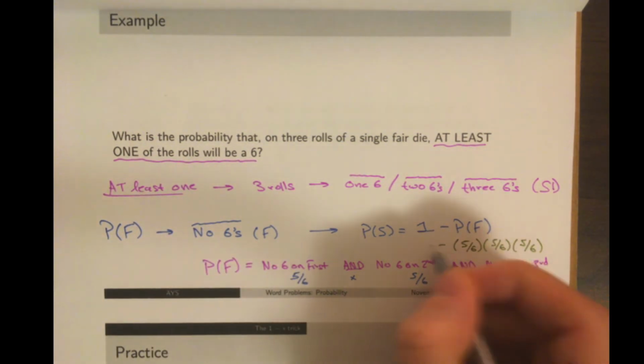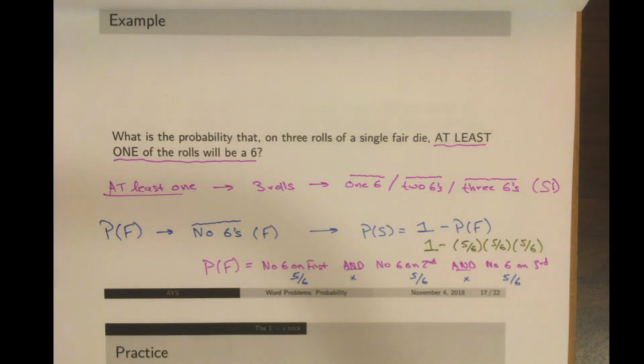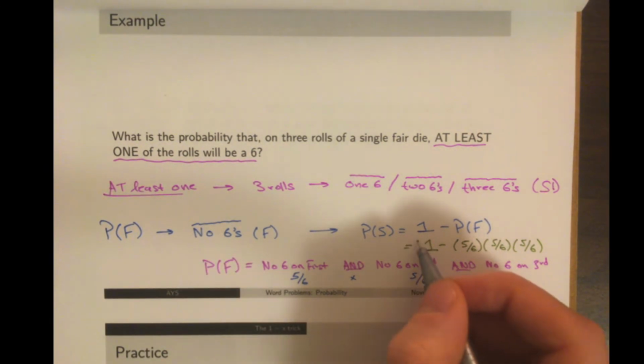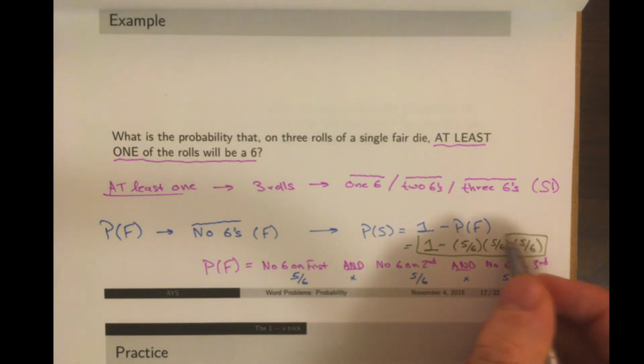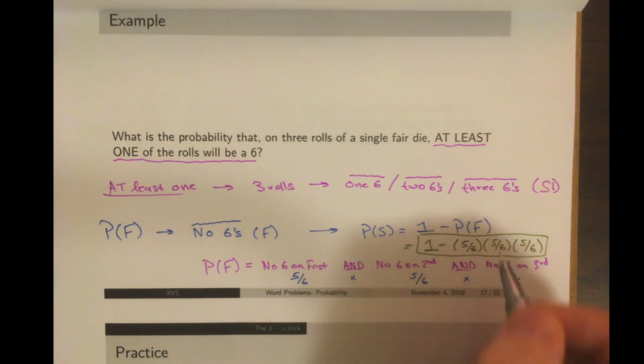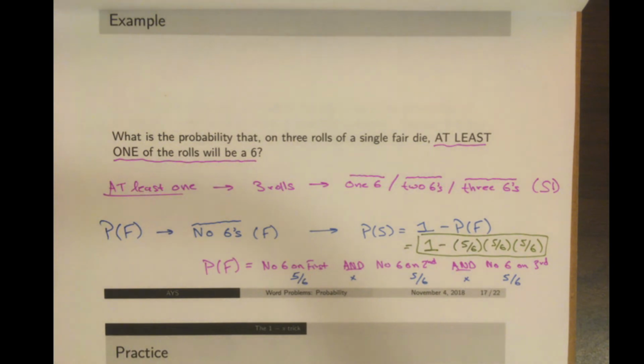And this is 1 minus. And then hopefully that would be the answer on the multiple choice question. It would just be like this. Or maybe they would write it as 5 over 6 to the power 3. If they want you to multiply it out, it's also not a problem.